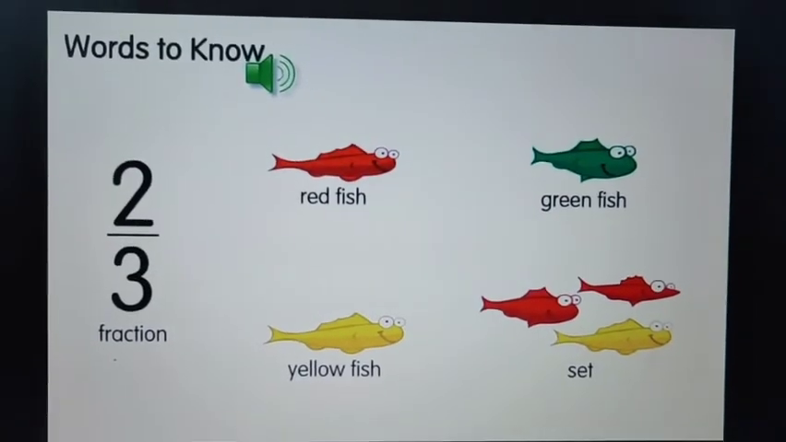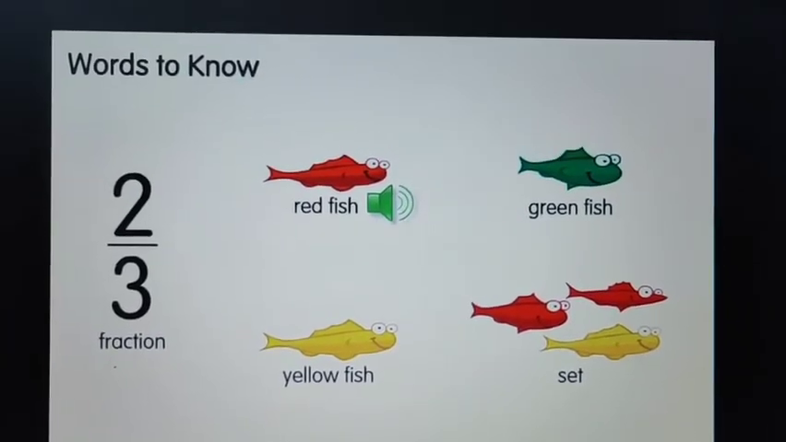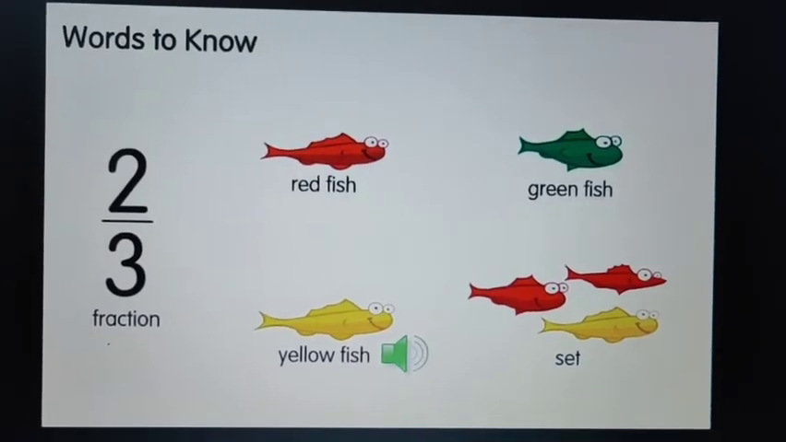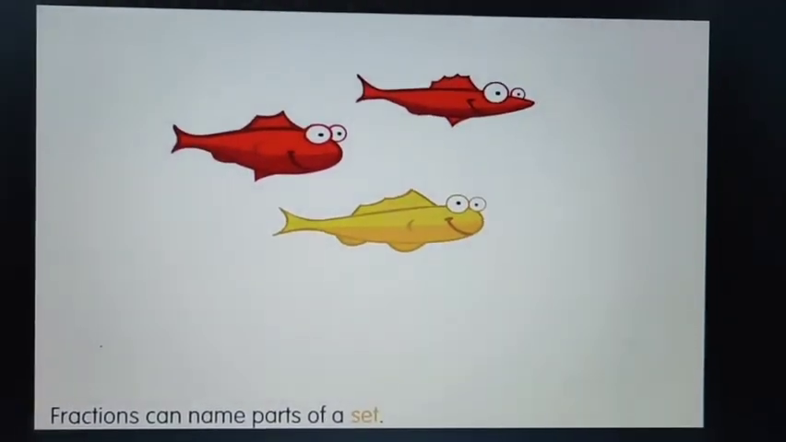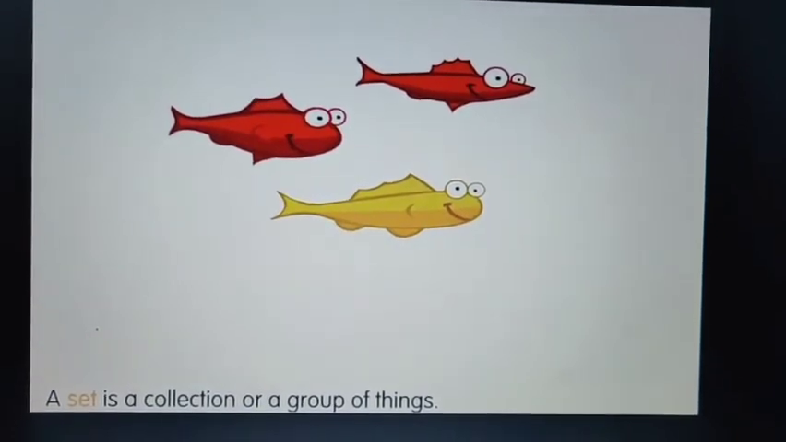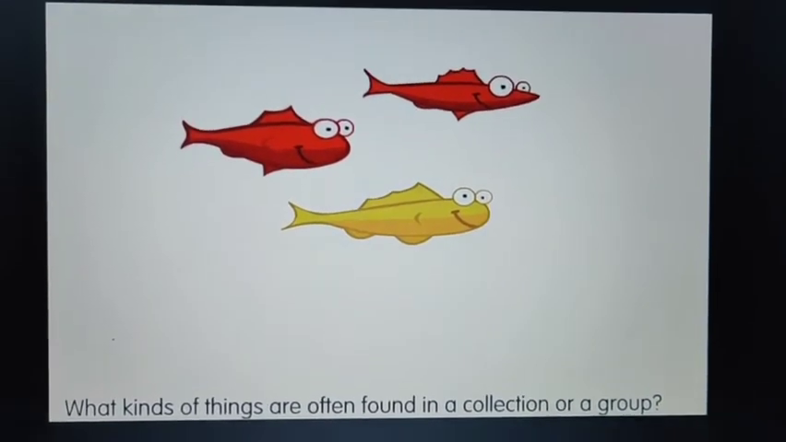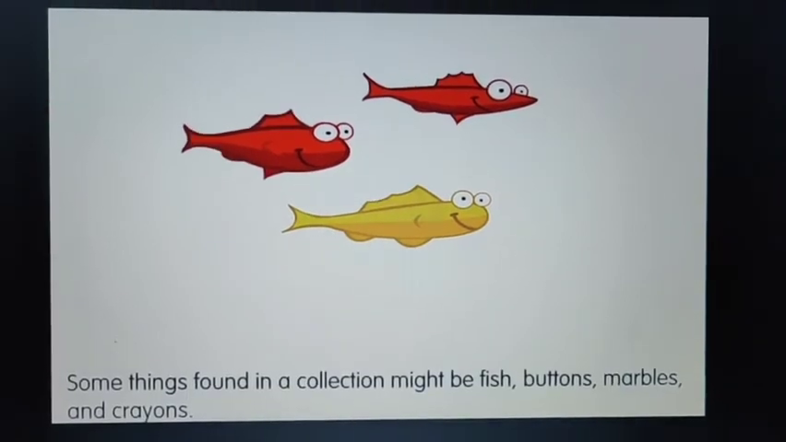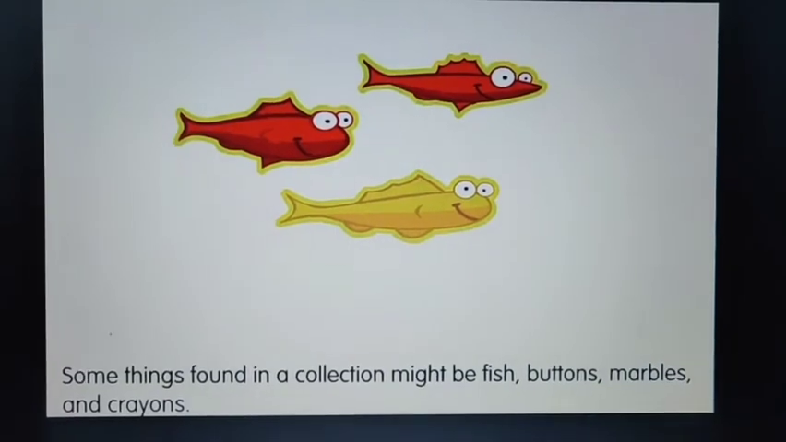Words to know. Fraction. Red fish. Green fish. Yellow fish. Set. Fractions can name parts of a set. A set is a collection or a group of things. What kinds of things are often found in a collection or a group? Some things found in a collection might be fish, buttons, marbles, and crayons.